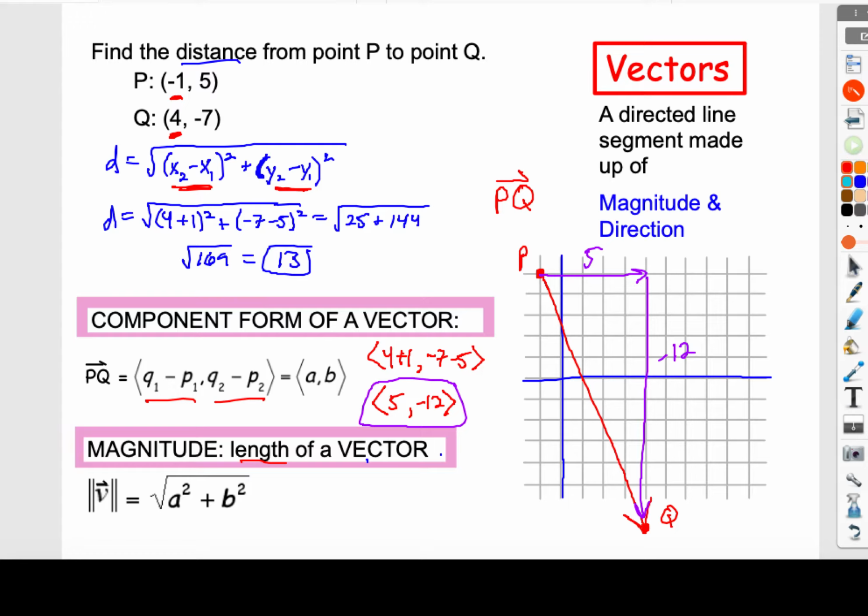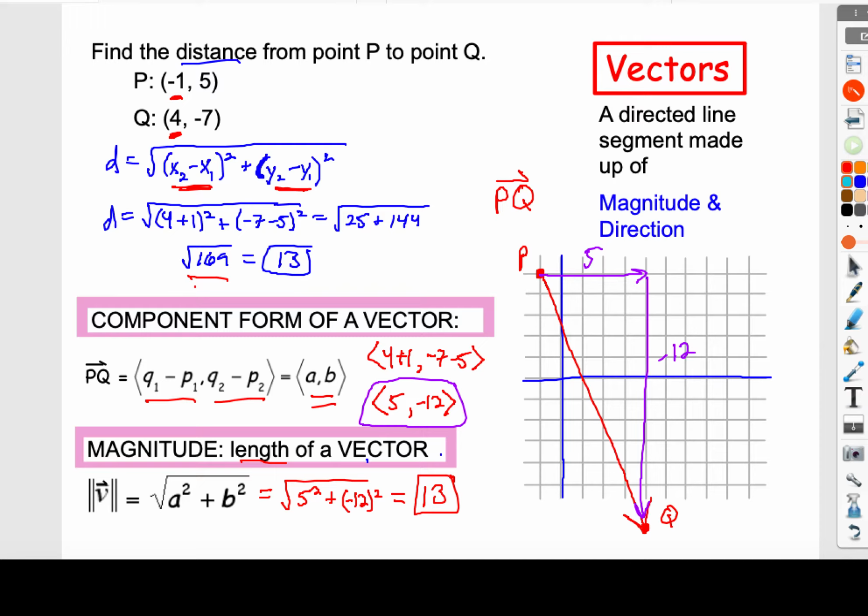The magnitude of a vector, on the other hand, is to take those coordinates, those horizontals and verticals. Notice we called them here A and B. We would take the square root of A squared plus B squared. Negative 12 squared here is 144, plus 25, the square root of 169, and essentially we get 13. That's the length of the vector. So finding the component form and then finding the length or magnitude of the vector is kind of like just doing that distance formula, but with a different purpose here.